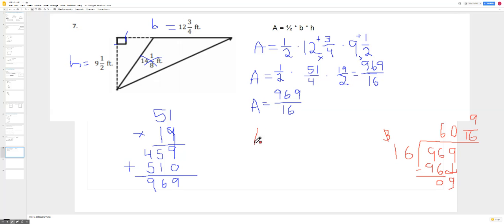So this right here, the area now would be equal to 60 wholes and 9/16. Now I always want to look to see, can I simplify down this fraction? Remember, we look at the 9. What are factors of 9? 1 times 9. Well, can 16 be divided by 9 nicely? No. And then 3 times 3. So can 16 be divided by 3 nicely? And the answer is no. So we're done. So 60 and 9/16 feet squared. That would be the area of the triangle.